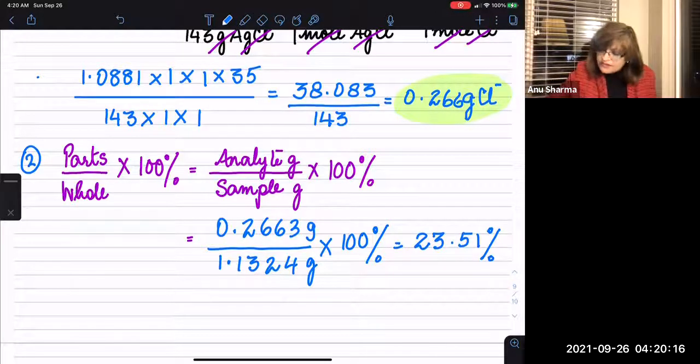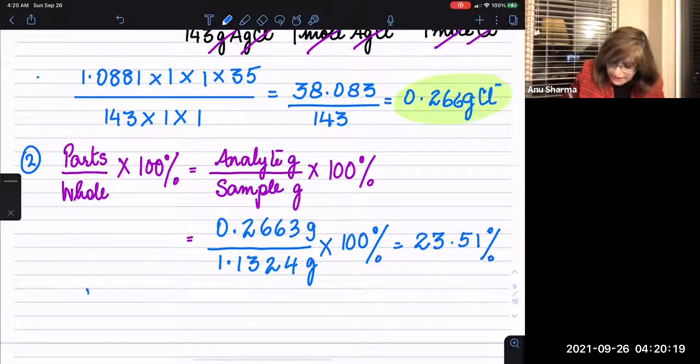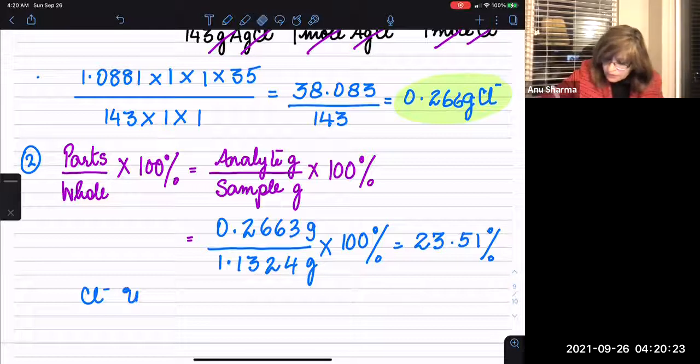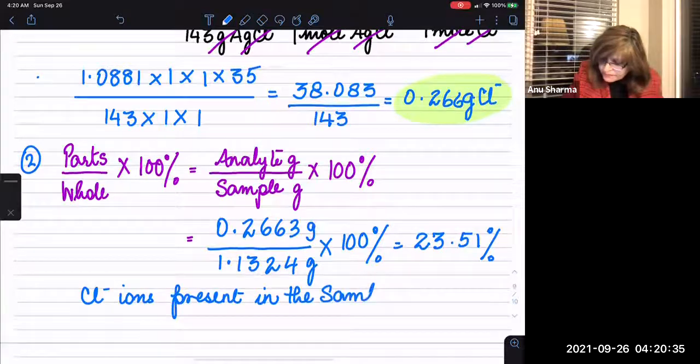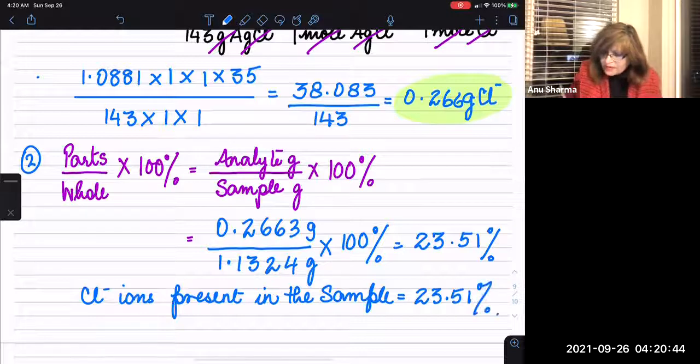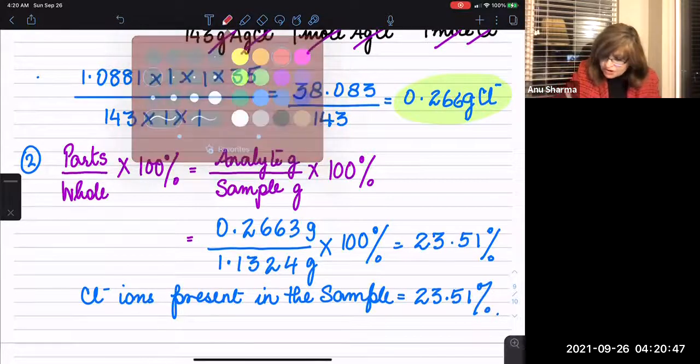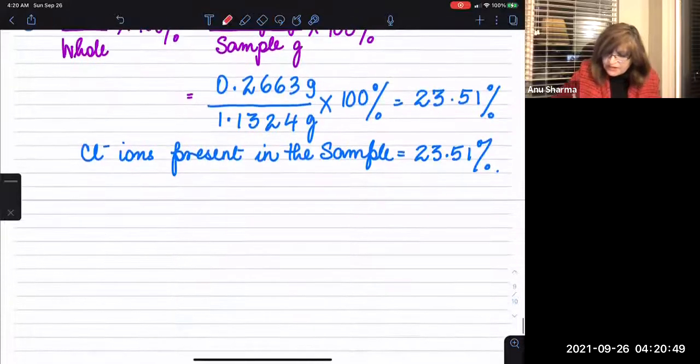Okay, so this is how we find the amount of chloride ions present in the sample, and that is 23.51%. Okay, so that finishes this part here.